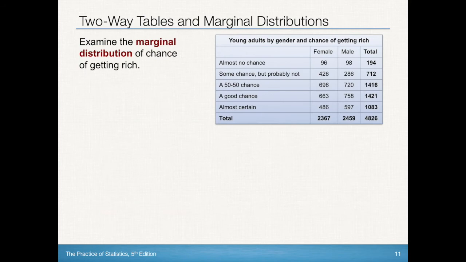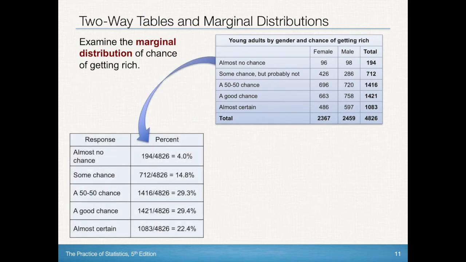So let's say we want to create a marginal distribution for the chances of getting rich. The first thing we want to do is create a new table where we have all the possible responses to this survey, which is either almost no chance all the way up to almost certain. And then we want to take the totals across the rows. We're going to take that total and divide it by the total number of people in the study alone, and what that's going to give us is the percentage itself. We do that for each of these responses, and what we end up with now is something that should add up to 99.9 or 100%.